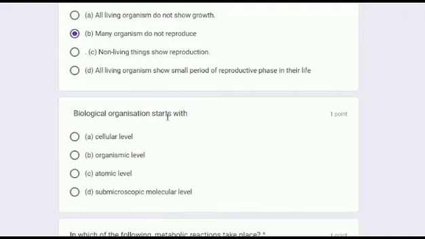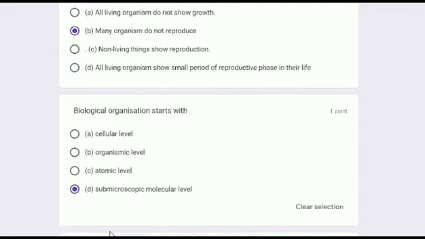Biological organization starts with. This is also a bit confusing. Cellular level, organismic level, atomic level and submicroscopic molecular level. So first we all go for the cellular level, but remember that basically all cells are made of 4 forms of molecules like carbon, protein, lipids and nucleic acids. So these form the basic organization of all organelles. Since they are in molecular level, the right option is submicroscopic molecular level.